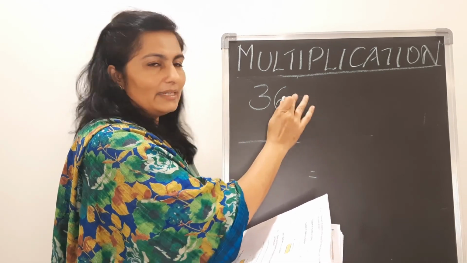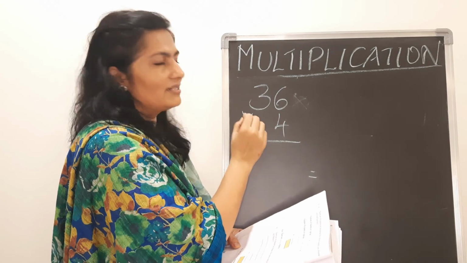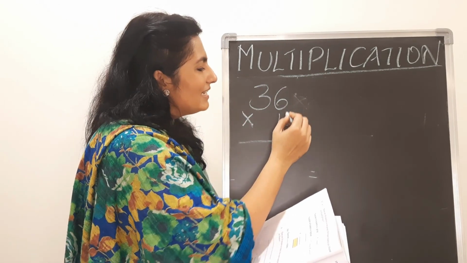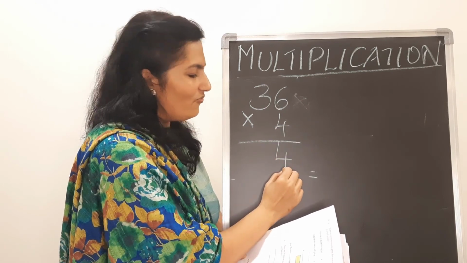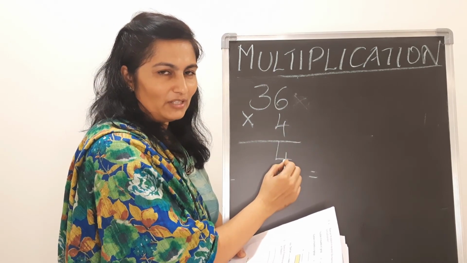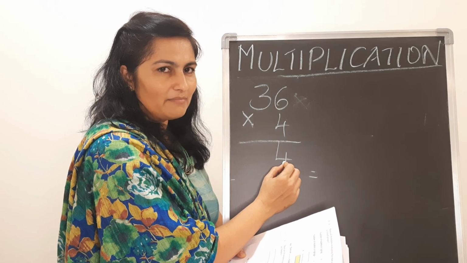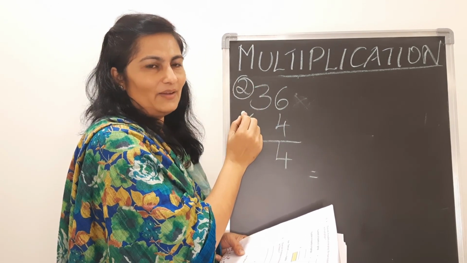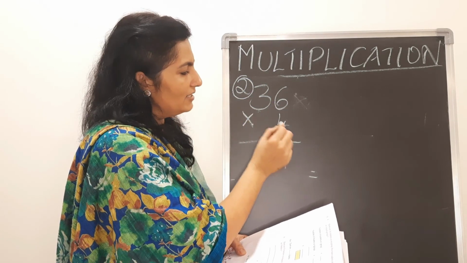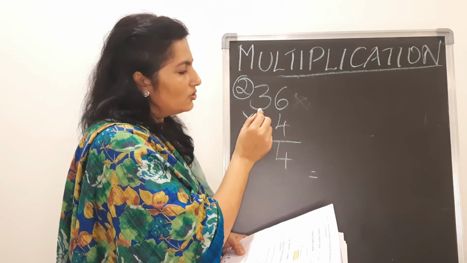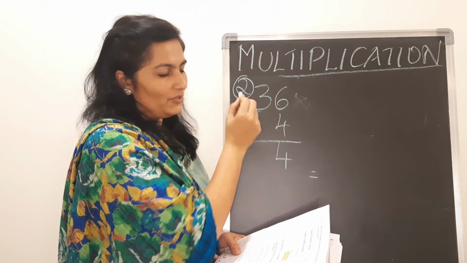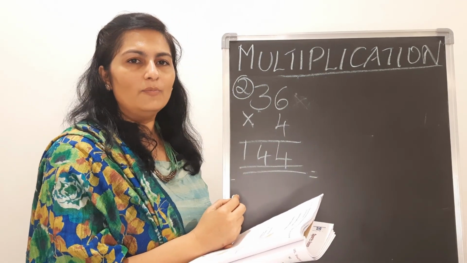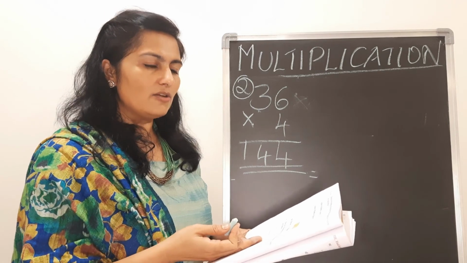I'm sorry, I keep doing this here. It's the right place for the into mark. 6 fours are 24. So we put the 4 in the ones and what is remaining? 2. So you take the 2 and keep it here. Continue the multiplication. 3 fours are 12. So to the 12 you add 2. You get 14. That is 144, your product. The next one is also the same.